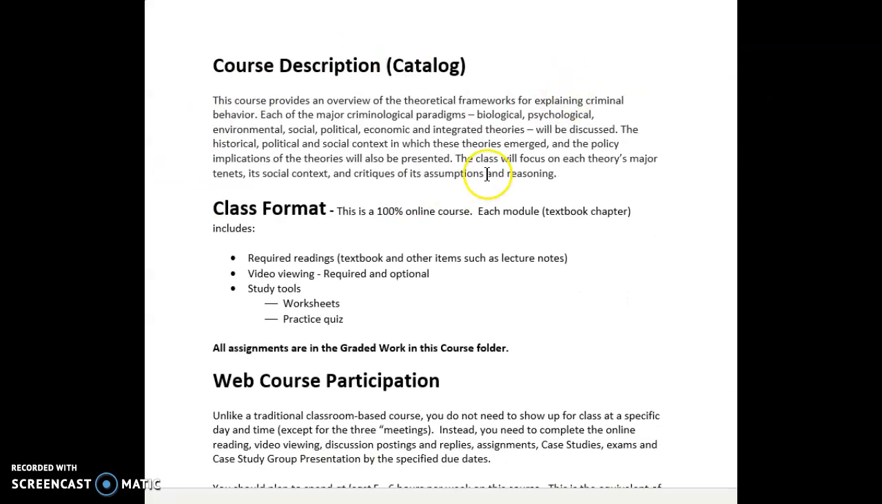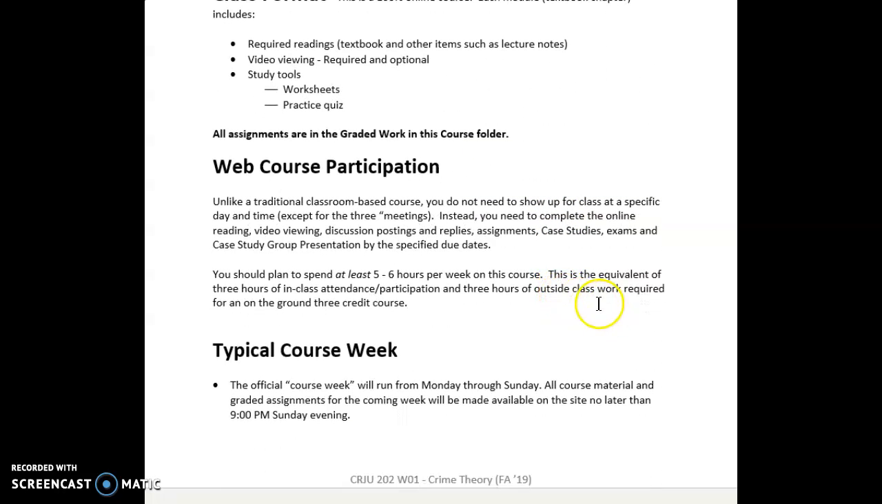The catalog description is here. This is a 100% online course. All of your materials, assignments, and videos are posted on Blackboard, and I will go through that in the Blackboard video. Unlike in a traditional classroom, you don't need to show up for class, but you do need to do more than log in. Your grade in this class is based upon the work that you submit according to the instructions given and by the due dates provided.